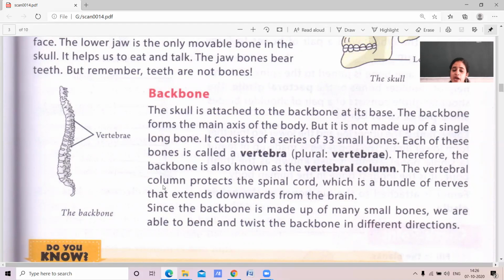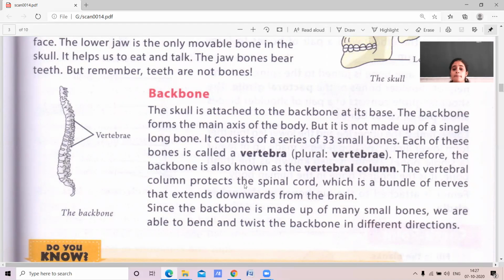If you see this backbone, it consists of so many bones. Those bones are very small in structure. We call them vertebrae. Okay. Therefore, the backbone is also known as the vertebral column.